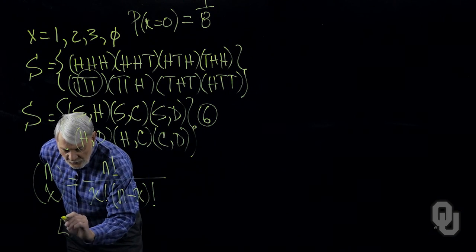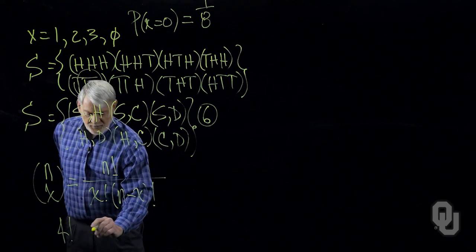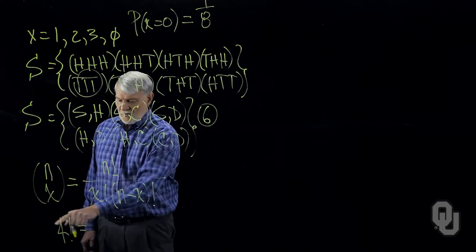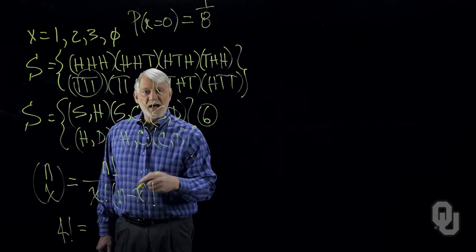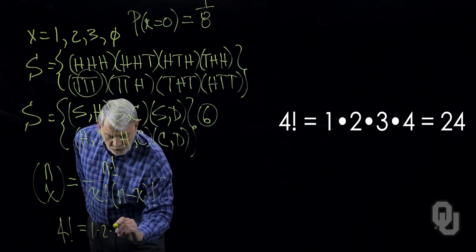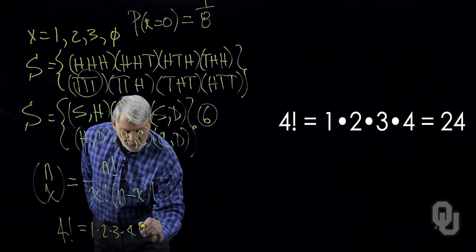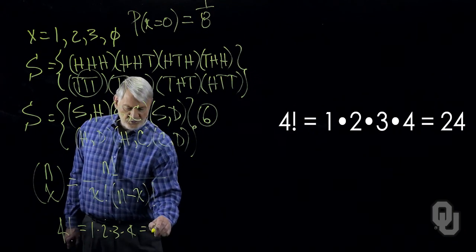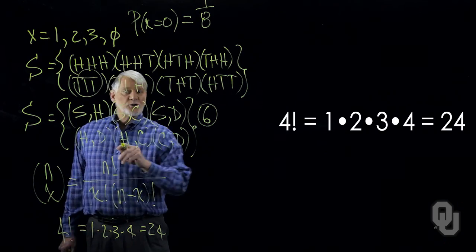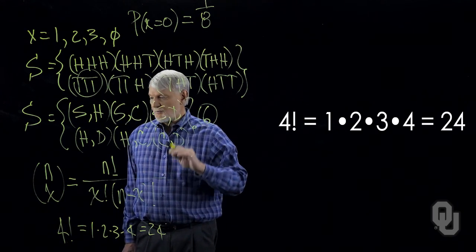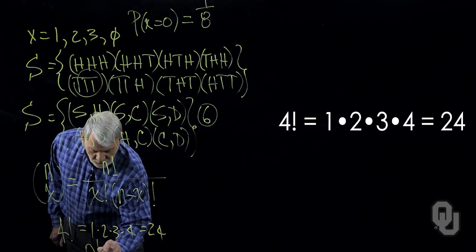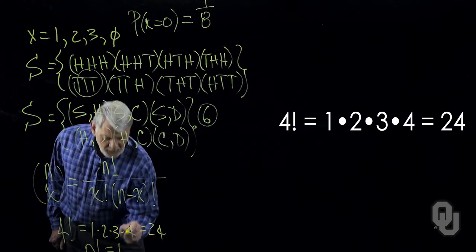Let's say that we have 4 factorial. The factorial says that we're supposed to take every number from 1 to that number and multiply them times each other. So 4 factorial is equal to 1 times 2 times 3 times 4, and that, of course, is 2 times 3 is 6, times 4, and that's 24. So here is what the factorial operator tells us to do. And by the way, by definition, 0 factorial is equal to 1.